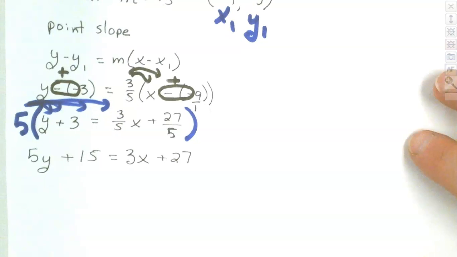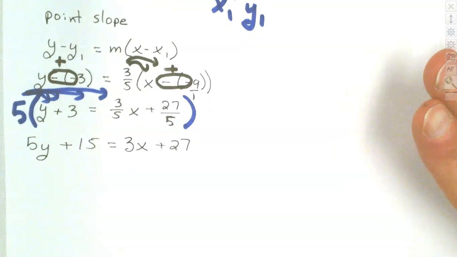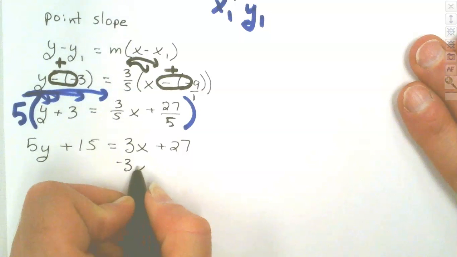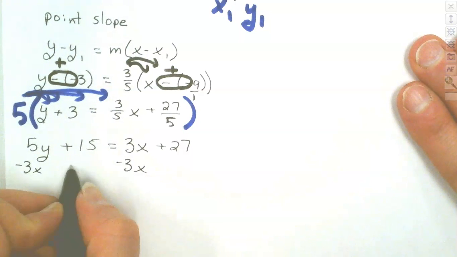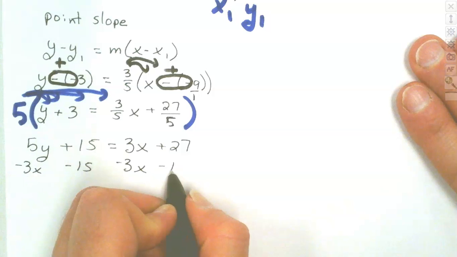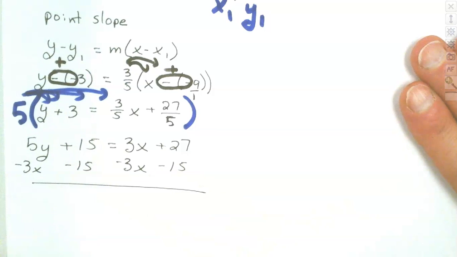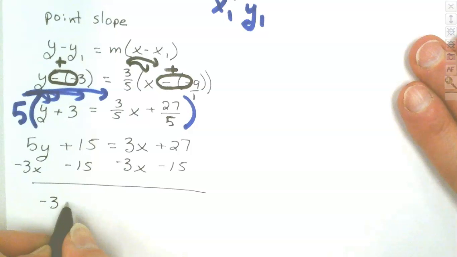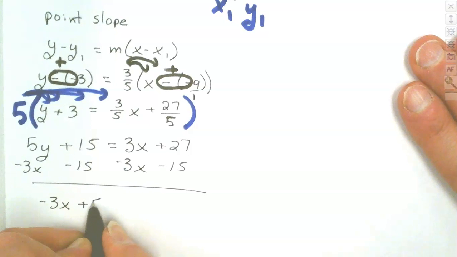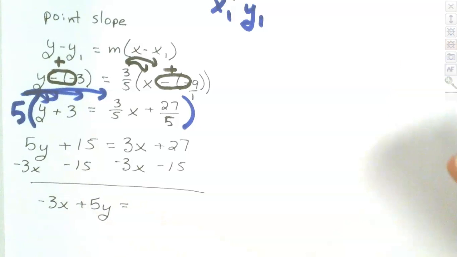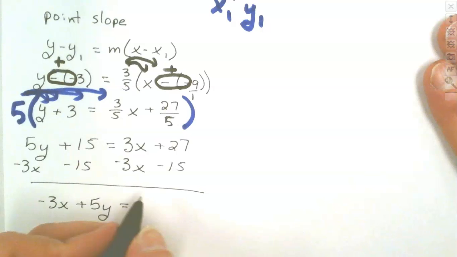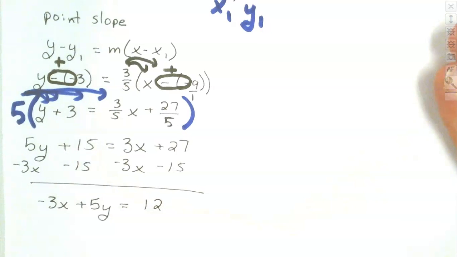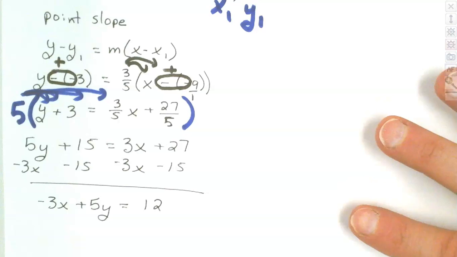We want this in standard form, so that means the x's and the y's are on the same side. So I'm going to move that 3x over, and I'm also going to move that 15 over. Now we've got a minus 3x plus 5y equals, we've got 27 minus 15, I believe that's a 13. Oops, sorry, 12, my mistake there. So 27 minus 15 is a 12. Sorry about that.